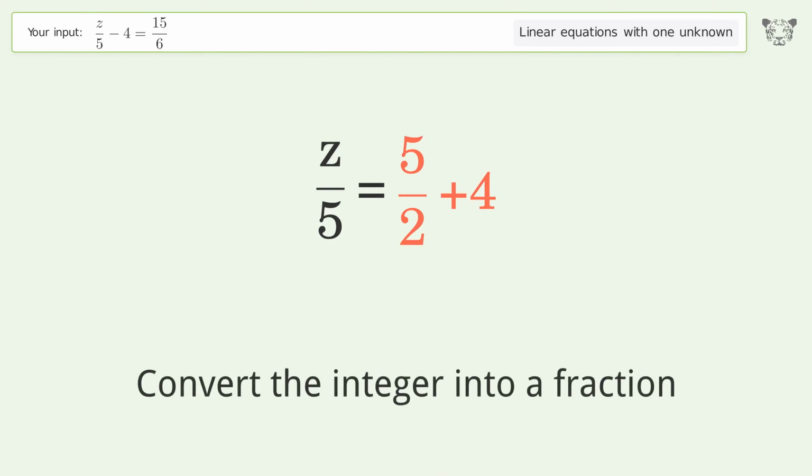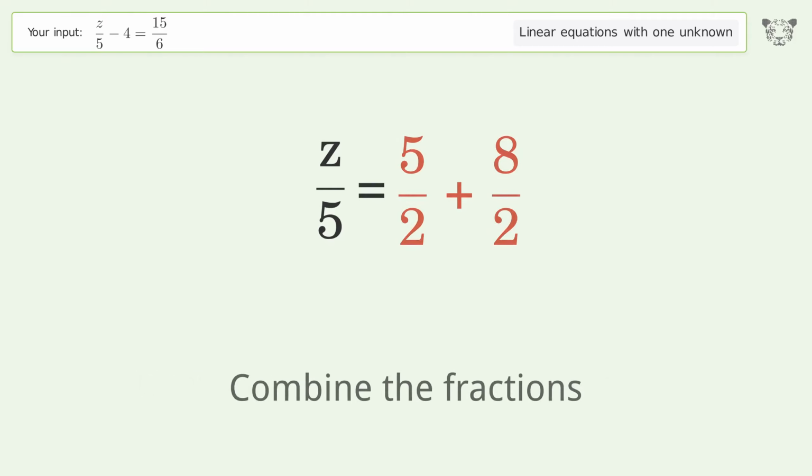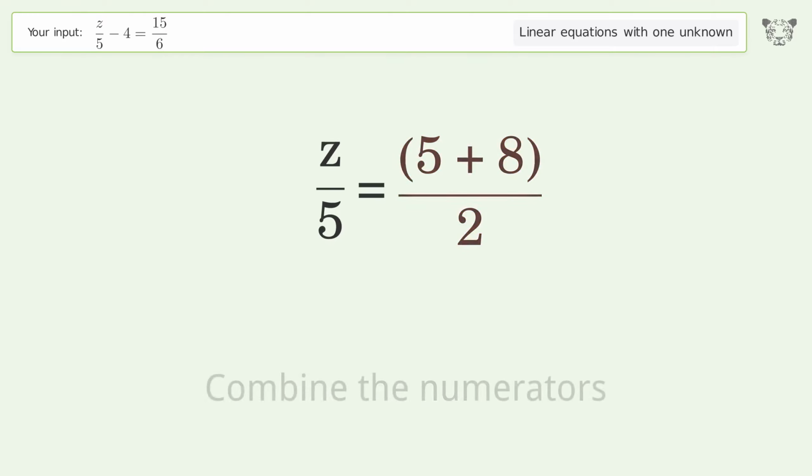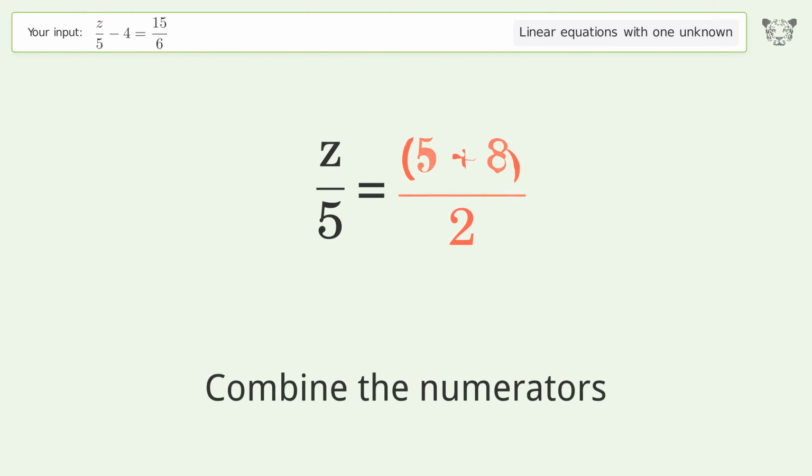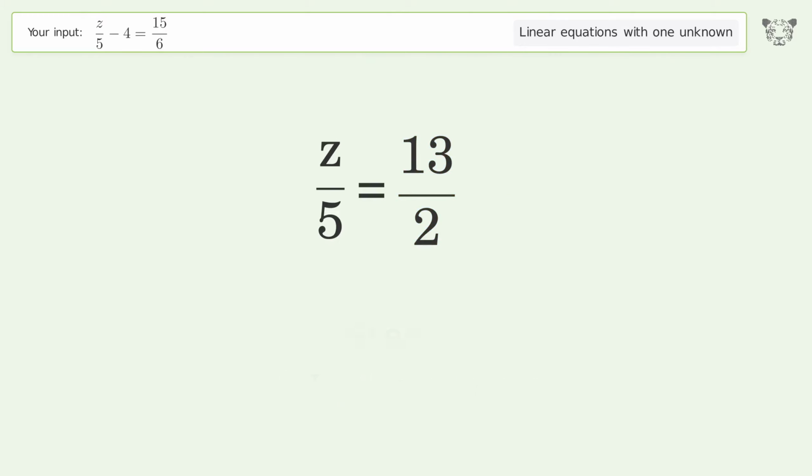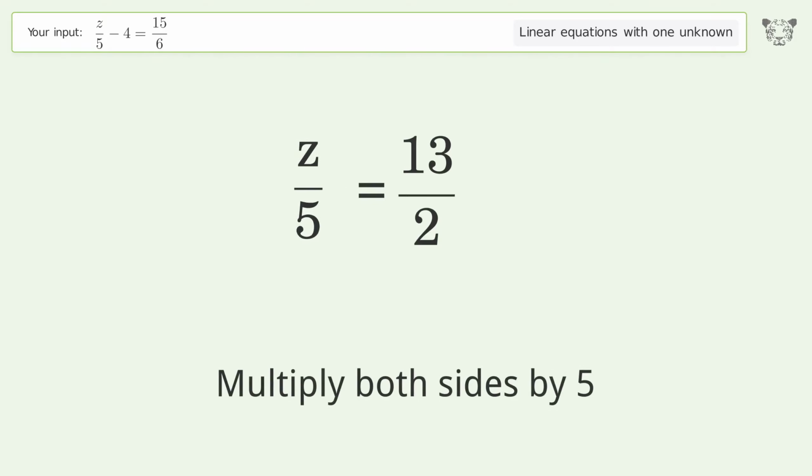Convert the integer into a fraction. Combine the fractions. Combine the numerators. Isolate the z. Multiply both sides by 5.